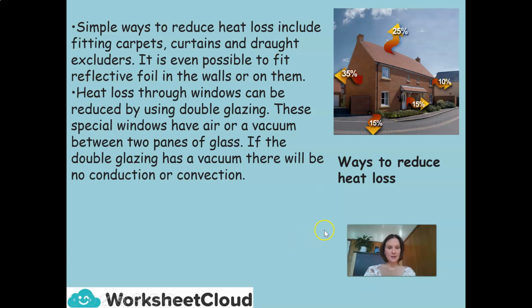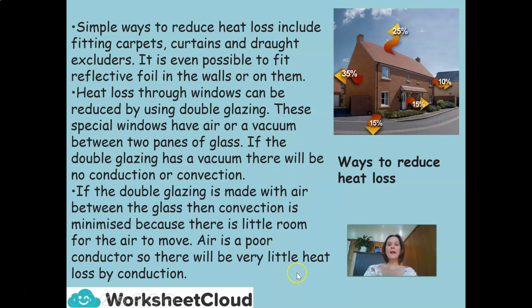Now, double glazing is not used much in South Africa. It's more used overseas in very, very cold climates. If the double glazing is made with air between the glass, then convection is minimized because there is little room for the air to move. Air is a poor conductor, so there will be very little heat loss by conduction.